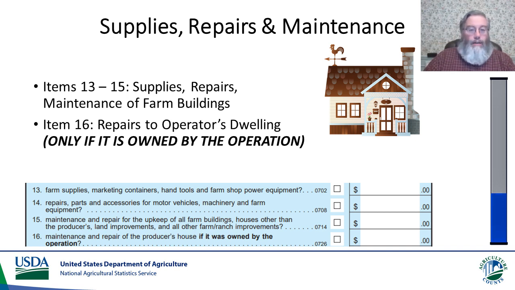A few items that have been misreported in the past are associated with items 13 through 15, which ask about farm supplies, repairs, and maintenance of farm buildings. The questionnaire provides a brief description of these items, and the interviewer's manual provides a more extended description. For each instance, we want the farm share of the expense.